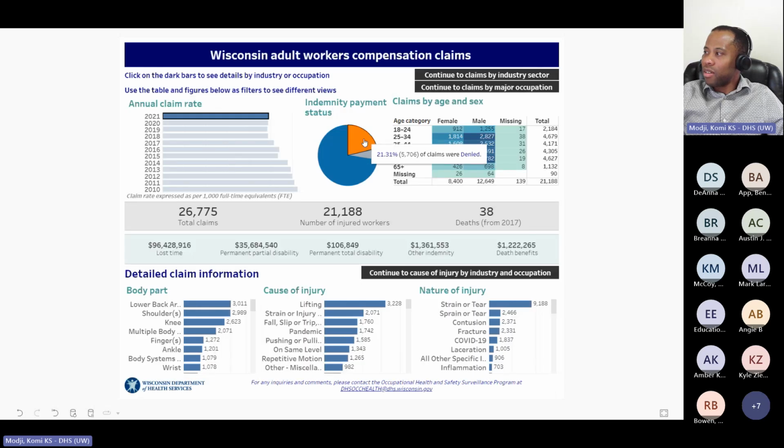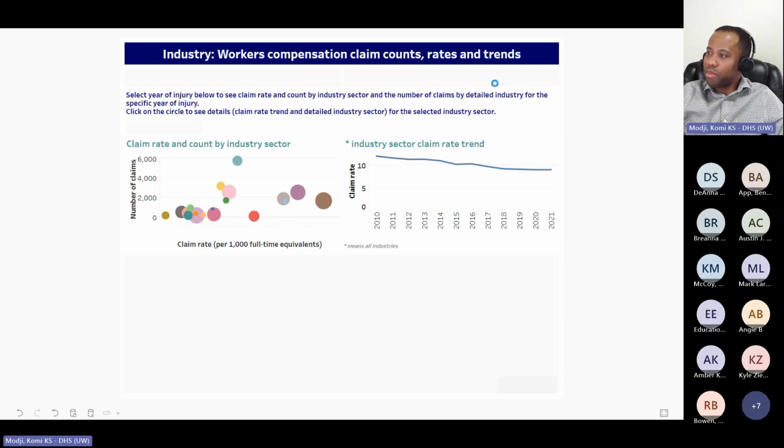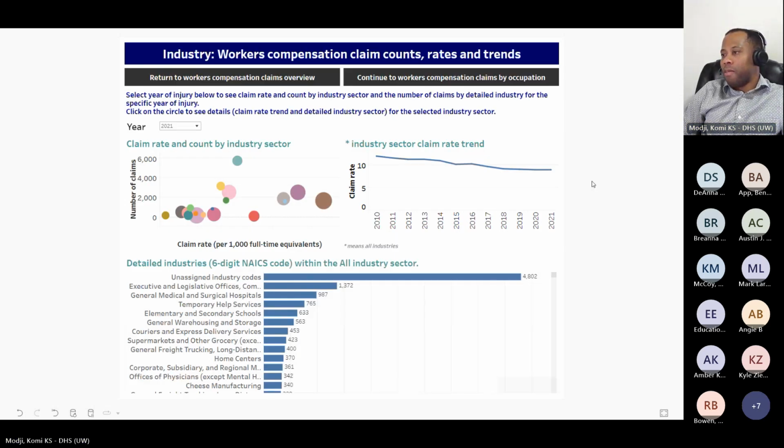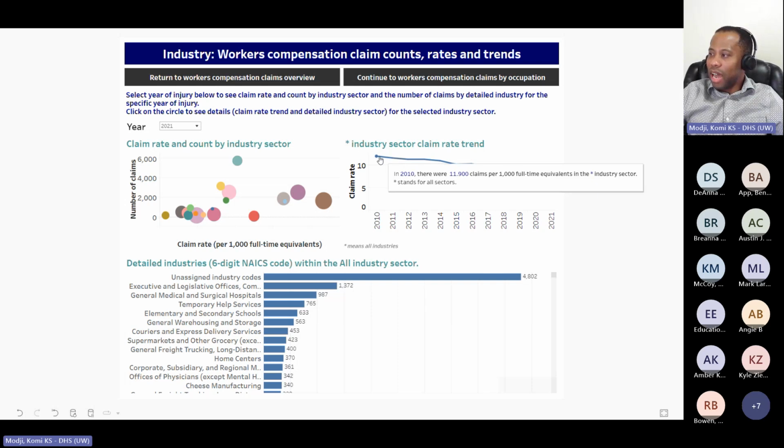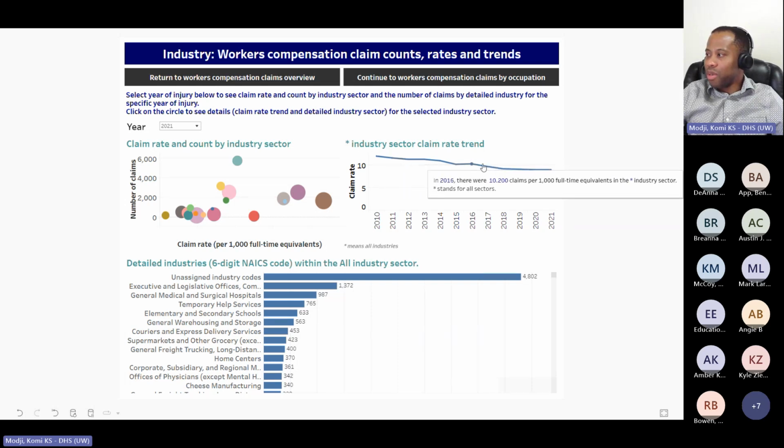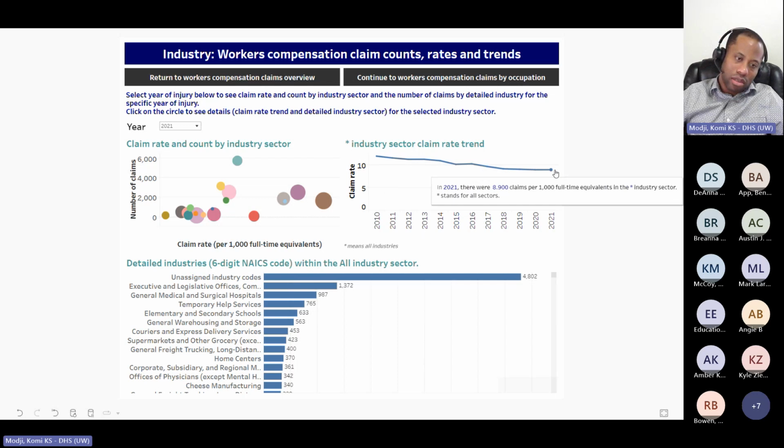We can go back on the home page or go back in the industry, claim by industry sector. This page will tell you what the claims are, and will show you what industries are most hazardous in terms of injuries and how many, what the big family is, and what the trend is. Basically, along with the claim count, the trend is going down. If we go from 2010 to 2021, we have a downtrend, which is good.